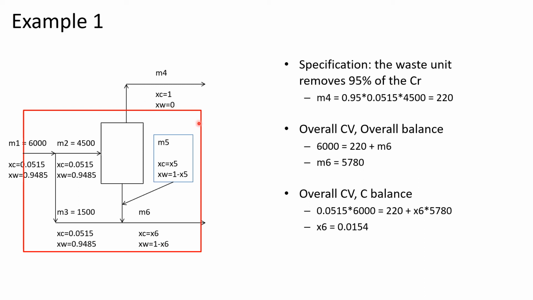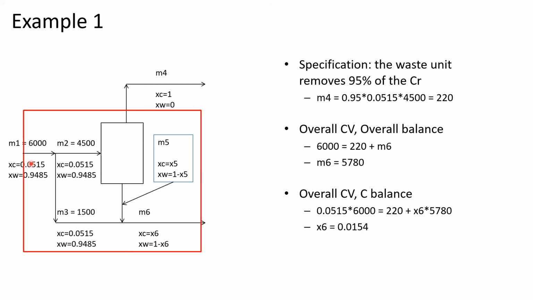We'll continue working our way all the way around. We find that the next stream that crosses the boundary of the control volume is M6. That's an output, so we'll sum 220 and M6 to calculate the total amount that leaves our control volume. If we keep on moving around our control volume, we find that we've now accounted for all the streams that enter and leave. This overall mass balance gives us an algebraic equation we can solve for M6, and we find that M6 is 5,780.